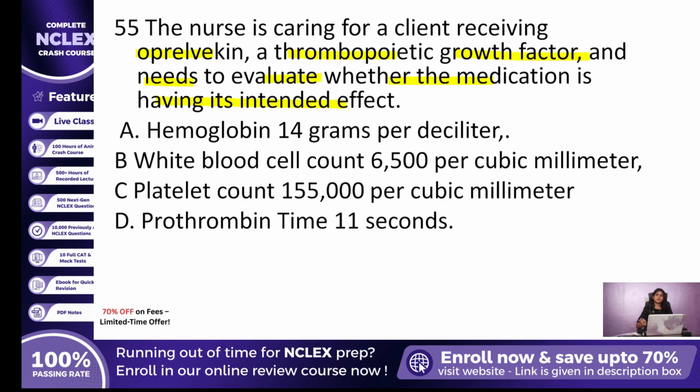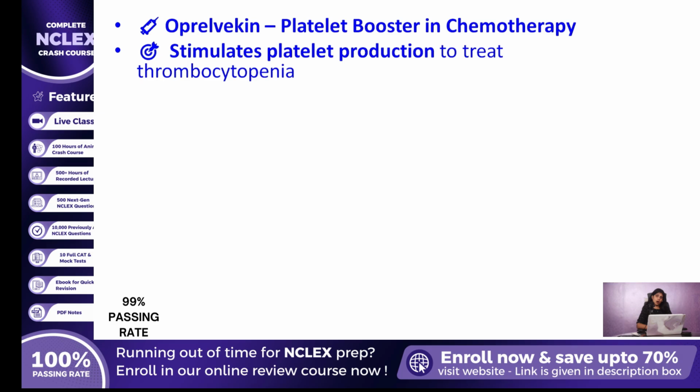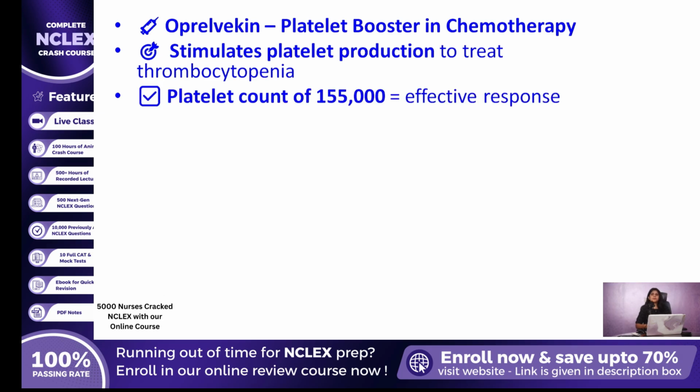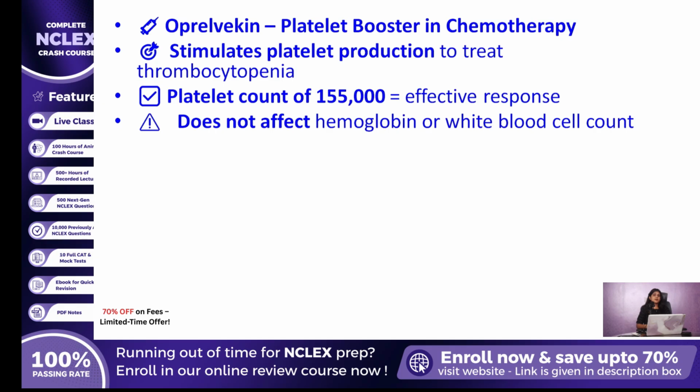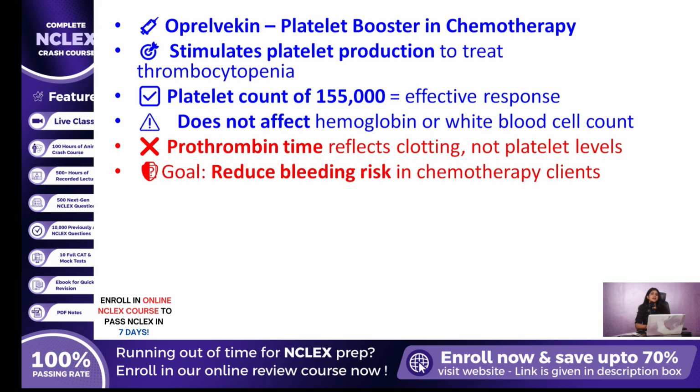The correct answer is option C. Platelet count 155,000 per cubic millimeter. Here is the rationale. Oprelvekin is prescribed to increase platelet production in clients at risk for chemotherapy-induced thrombocytopenia. A platelet count within the normal range, like 155,000, indicates the drug is effective in restoring adequate platelet levels and reducing bleeding risk. While the other lab values are normal and clinically relevant, they do not reflect the therapeutic goal of this particular medication. Hemoglobin and white blood cell counts are unaffected by oprelvekin, and prothrombin time reflects coagulation, not platelet production.